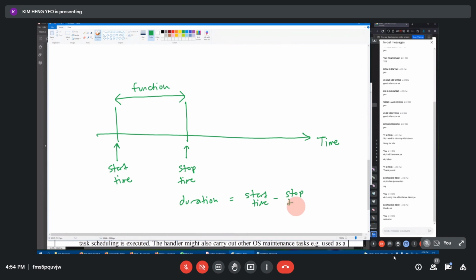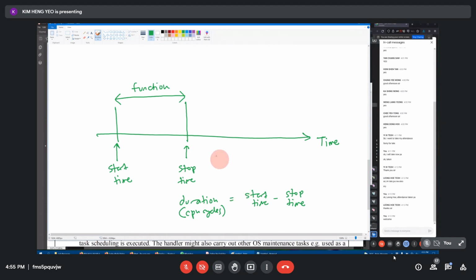And you know, the SysTick timer is actually counting in CPU clock cycles, right? So if I take the SysTick timer value, the start time minus the stop time, I'm going to get the duration of the function in CPU cycles. Very nice, no problem, right?